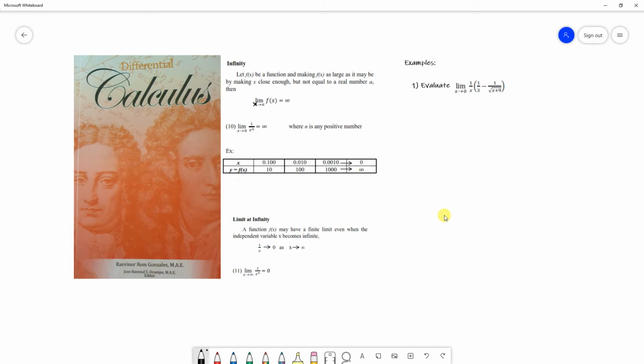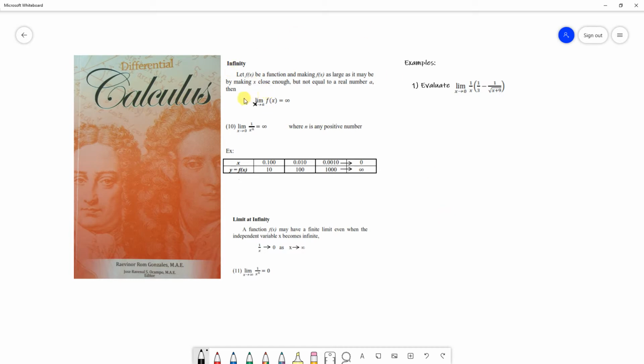So theorem number 10, let the f of x or function be as large as it may be by making x or the variable close enough but not equal to a real number a. Then, theorem number 10, where the limit of 1 over x raised to n, and n be any positive number, as x approaches 0, the answer is infinity.